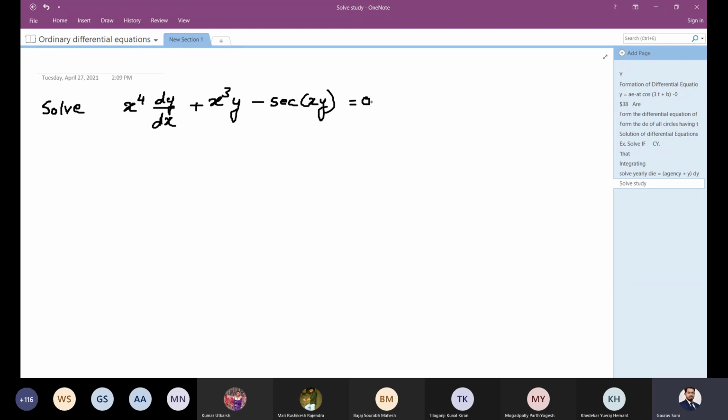Yes, be quick with the solution. What is the substitution first? You're putting xy equal to u. Yes, sir. xy is equal to u. Utkarsh, by what you would like to take the derivative, with respect to x or y? X. Okay.